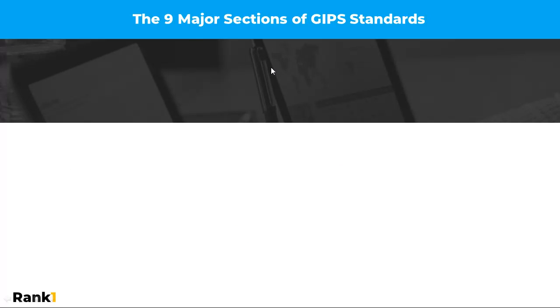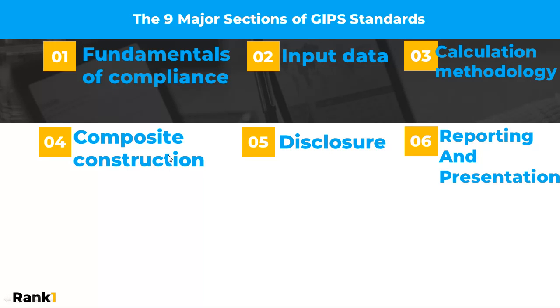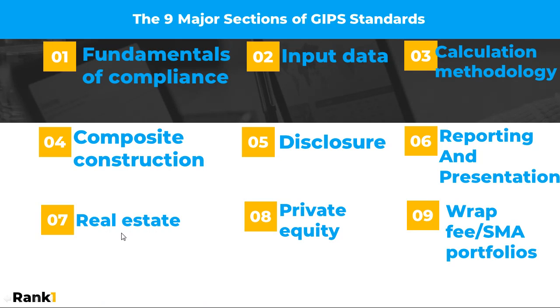Last but not least, the 9 major sections of the GIPS standards: fundamentals of compliance, input data and calculation methodology, composite construction, disclosure, reporting and presentation, real estate, private equity, and wrap fee SMA portfolios. Wrap fee means a bundle of services provided for the investment client.